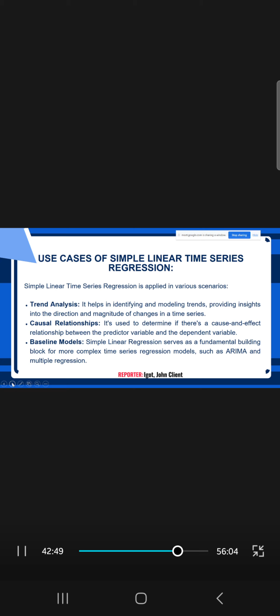So the second one is causal relationships. It's used to determine if there's a cause and effect relationship between the predictor variable and the dependent variable. The third one is baseline models. Simple linear regression serves as a fundamental building block for more complex time series regression models such as ARIMA and multiple regression. So baseline models serve as a starting point for more complex analysis. Next.